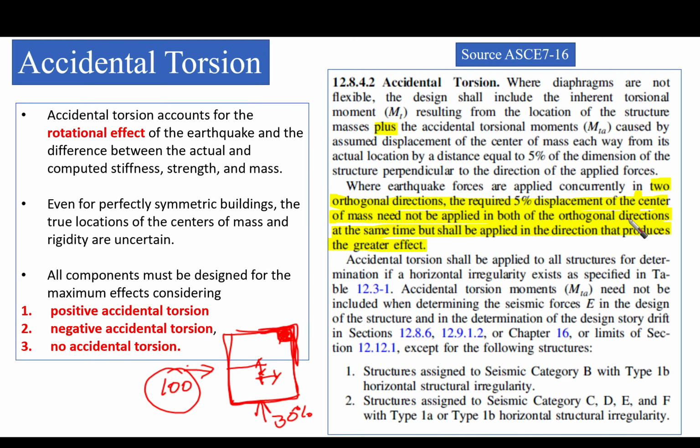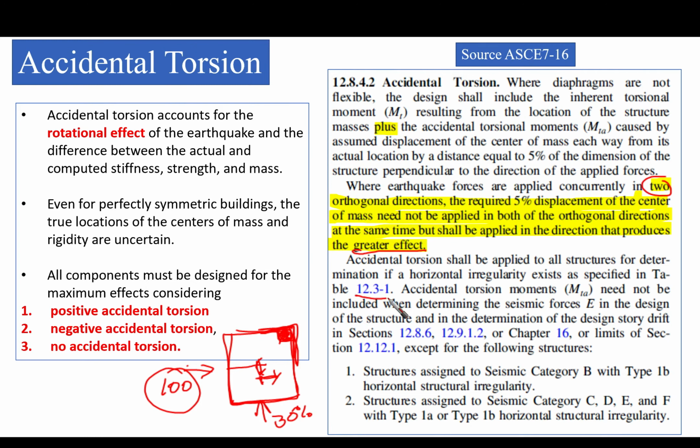So this is why he is saying that in two orthogonal directions, the required 5% displacement of the center of mass need not be applied in both of the orthogonal directions at the same time. So we are not going to apply 5% here and 5% here. It's not required. But it shall be applied in the direction that produces the greatest effect, and this needs investigation.